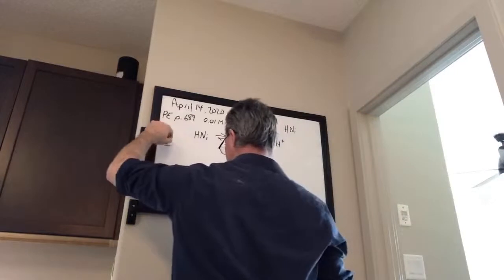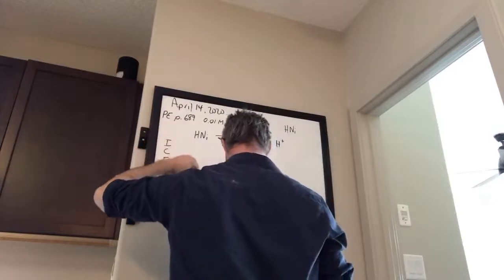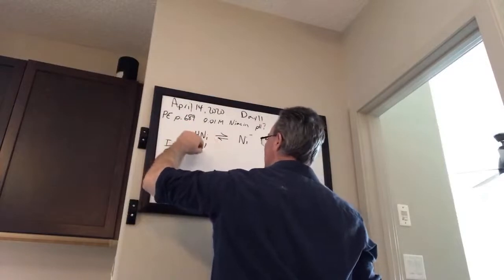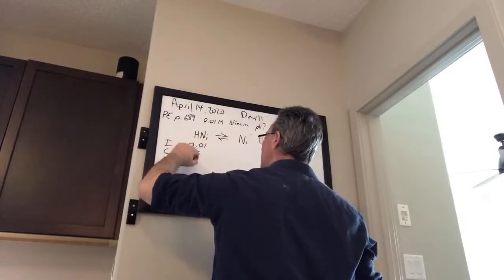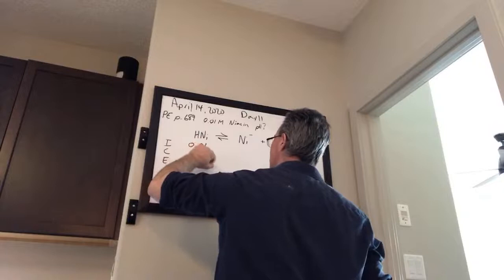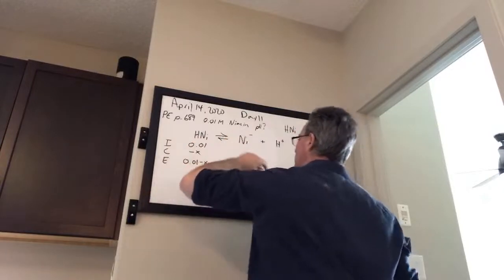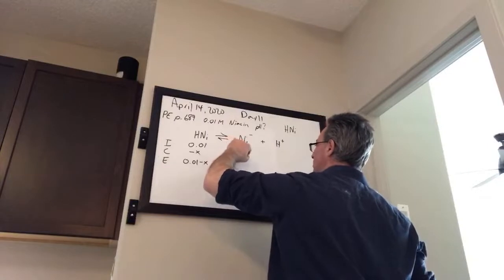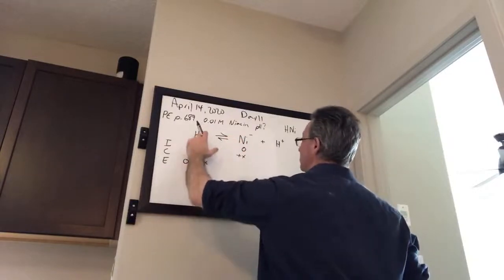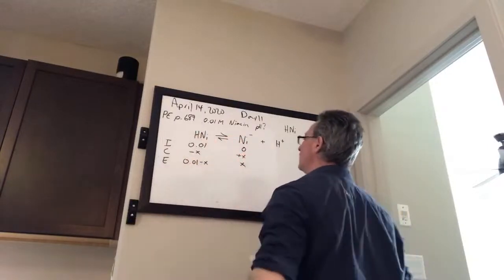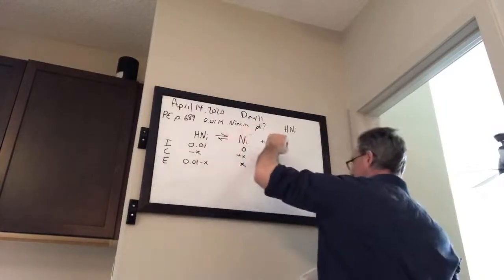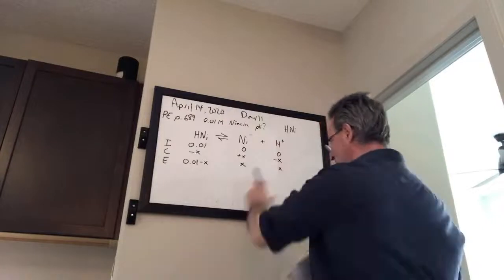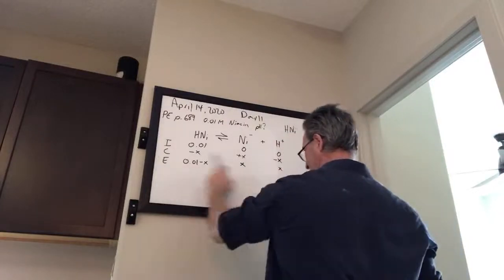Now let's do an ICE table. Initially it's at 0.01. A certain amount X dissociates, so at equilibrium it'll be 0.01 minus X. Initially there's 0 niacinate, but a certain amount X appears equal to the amount that disappears here, and at equilibrium you'll have X. The H plus, same thing. At equilibrium you have X amount present. So these are the quantities you're interested in at equilibrium.